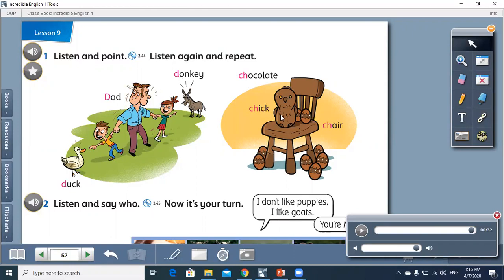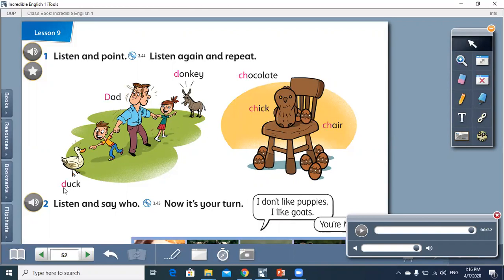And then we don't say chocolate chick, no, a chocolate chick, because the word chocolate ends with T, and here the word chick starts with T, so we pronounce them as one T. So we say a chocolate chick on a chocolate chair. This is how we can say the words. So we have duck, dad, donkey, chocolate, chick, chair.